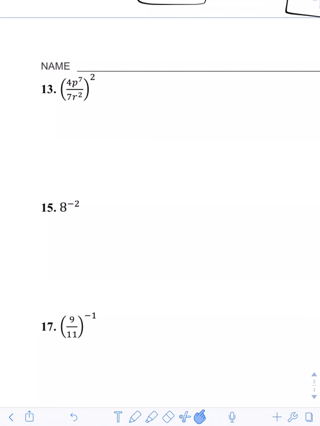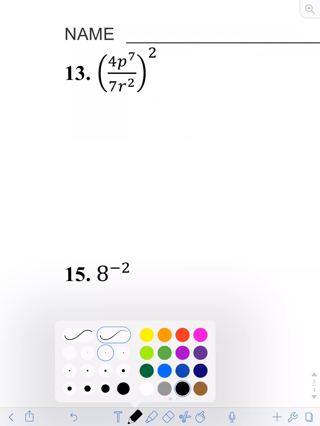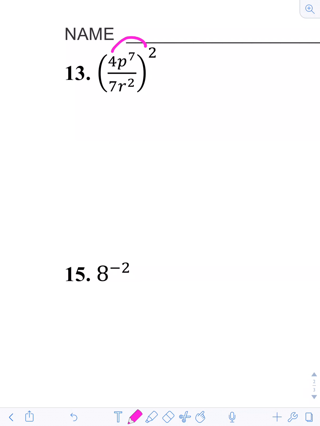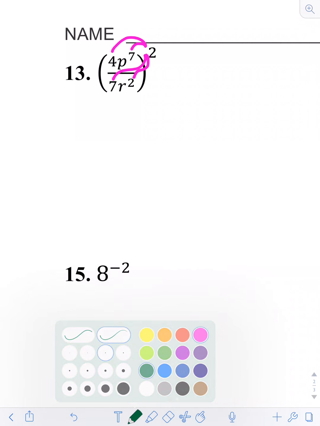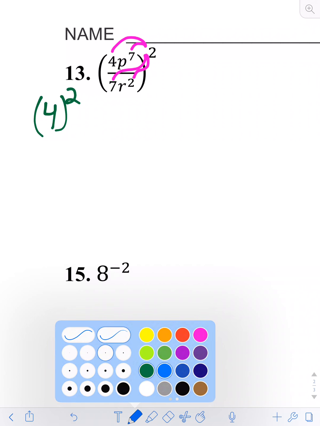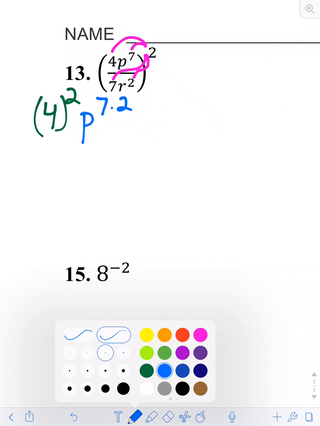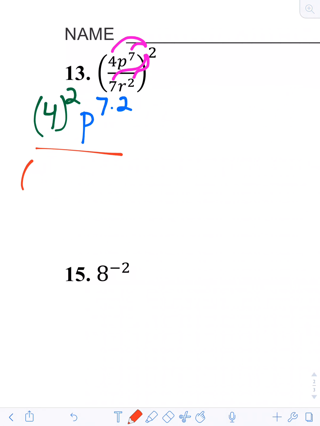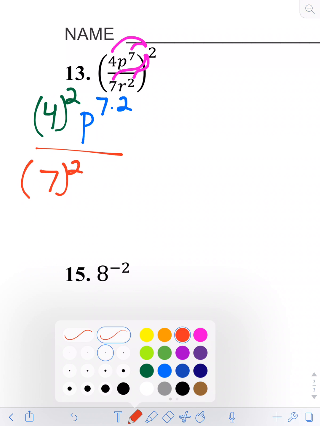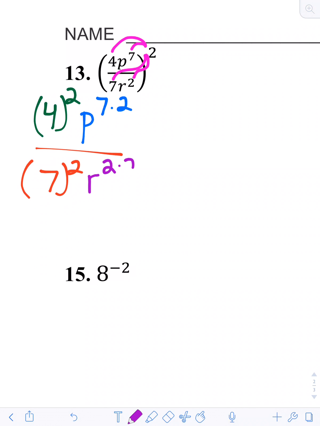Okay, number 13. So you have a 2 out here. First thing you have to do is distribute this 2 to everything inside. So I'm going to rewrite this. So we have 4 squared. We have p, 7 times 2, because we have a power to power, we multiply. On the bottom we have 7 squared. And then we have r, and then we have power to power, so we multiply.